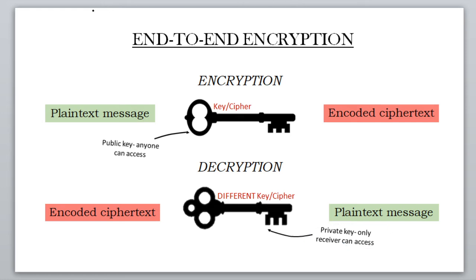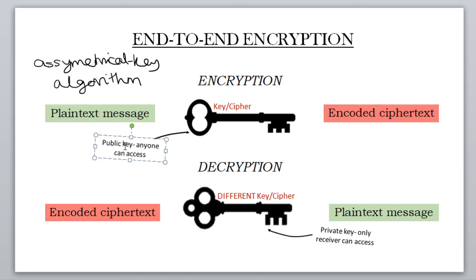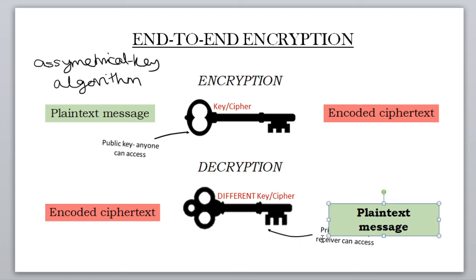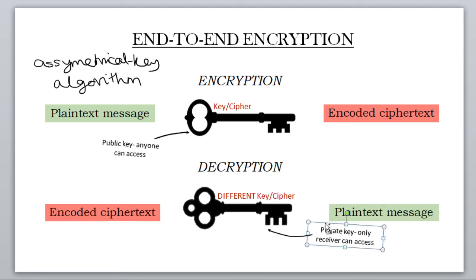And this method of encryption is known as asymmetrical-key algorithm. What this means is that what is encrypted with the public key cannot then be decrypted with the same key that everyone has access to, right? And therefore only the receiver can decrypt the ciphertext back into the plain text using their private key.